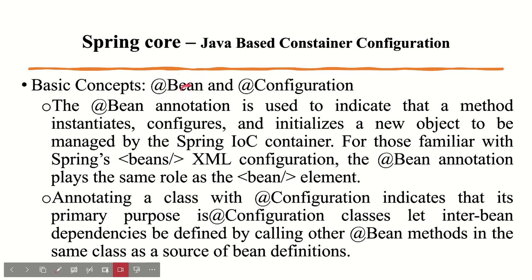It is equivalent to writing XML configuration, where @Configuration is like beans, and you tell this annotation as @Bean. So this is equivalent to writing a bean element. Now, annotating a class with @Configuration indicates that its primary purpose is as a configuration class, and lets interbean dependencies be defined by calling other bean methods in the same class as a source of bean definitions. So this is the main importance of the annotated class.